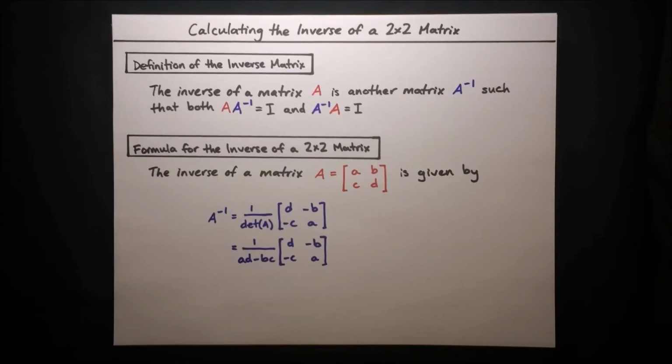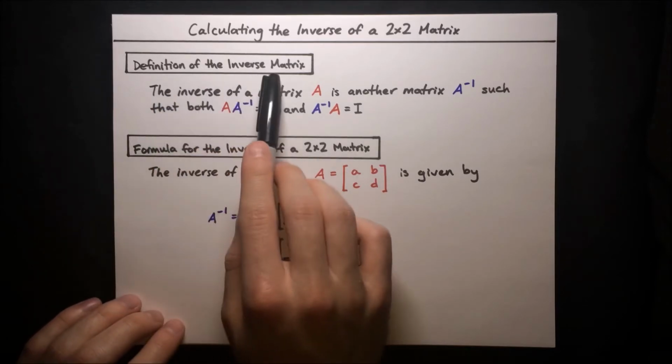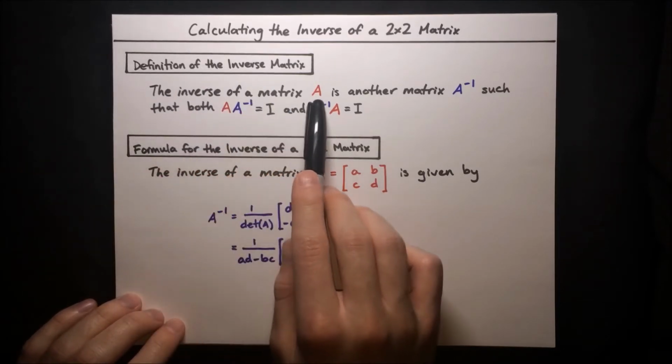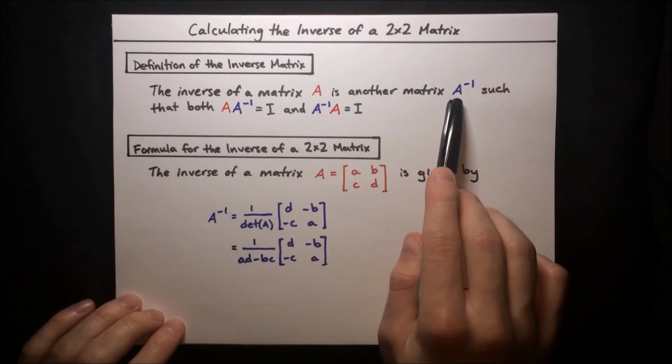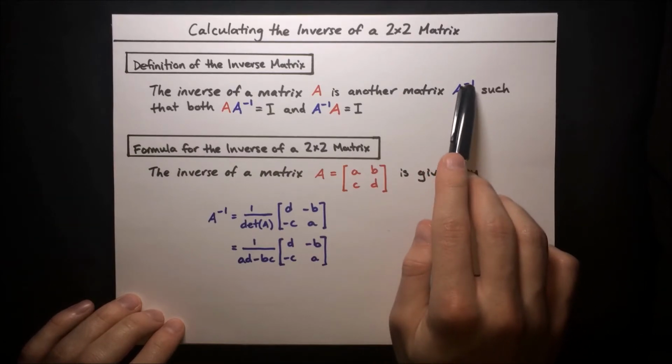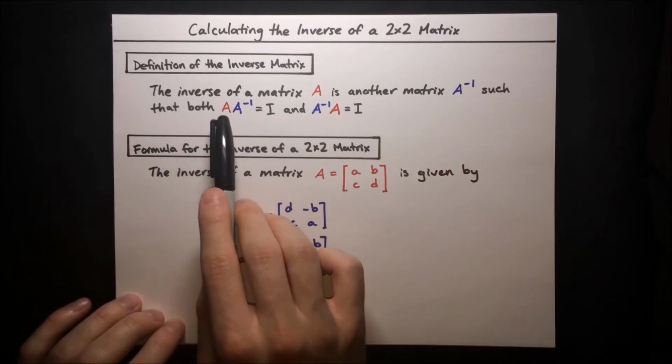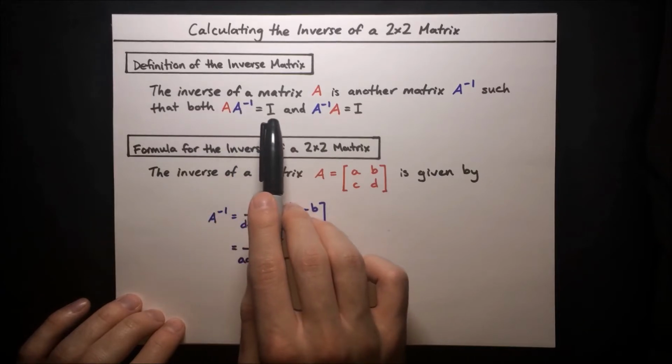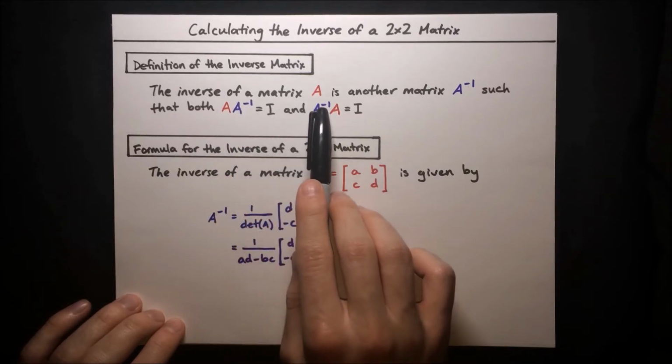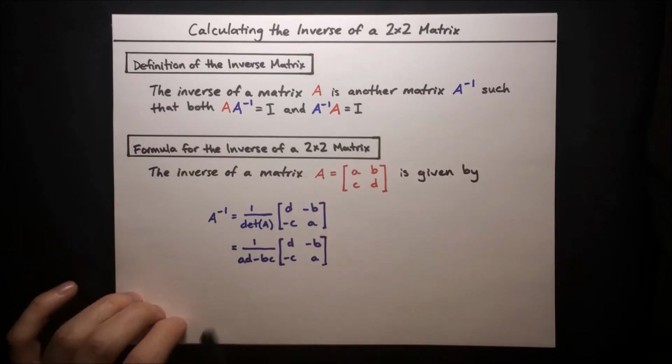In this video, I'm going to show you how to calculate the inverse of a 2x2 matrix. Before we get into the calculations, what even is an inverse matrix? Well, we've got a definition right here. The inverse of a matrix A is another matrix, A to the power of -1, meaning A inverse, such that both A times A inverse is the identity matrix, and also A inverse times A is the identity matrix.